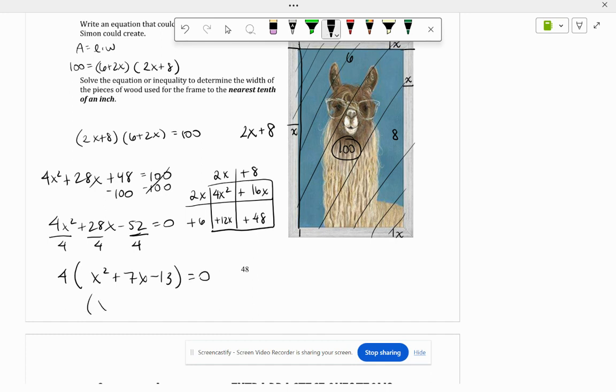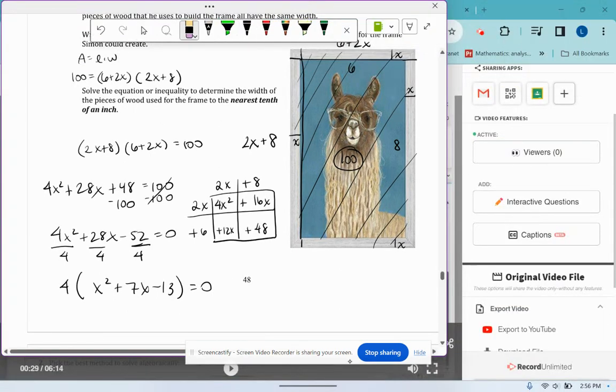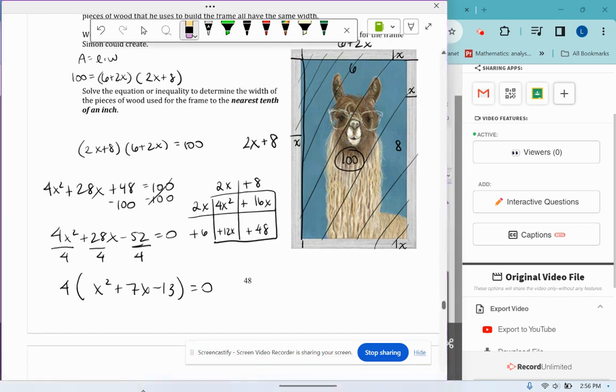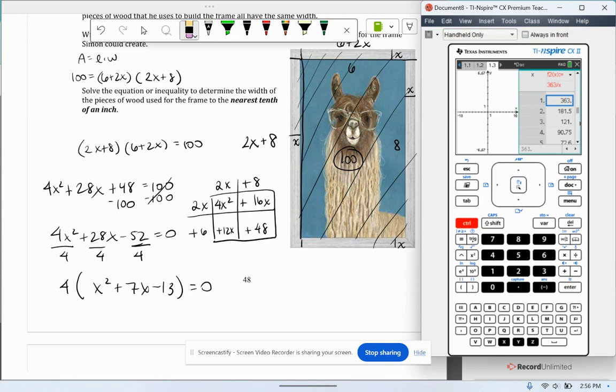I'm going to go ahead and factor that. And that's going to be 13. Oh, the only factors of 13 are 1 and 13. So I'm definitely going to have to solve this with my calculator. It's not even factorable. That's okay. We can do that. Here we go. All right, I'm going to graph it and find the solutions.